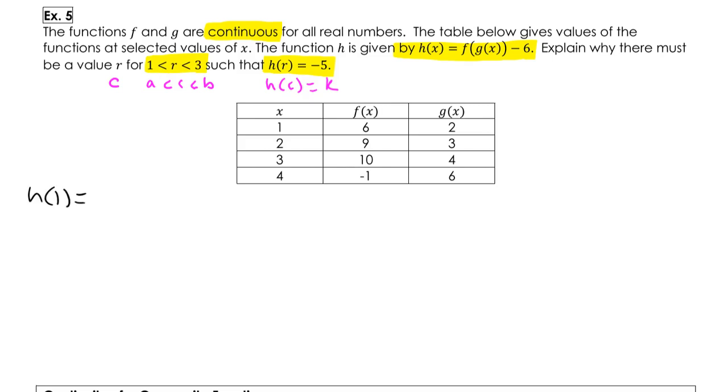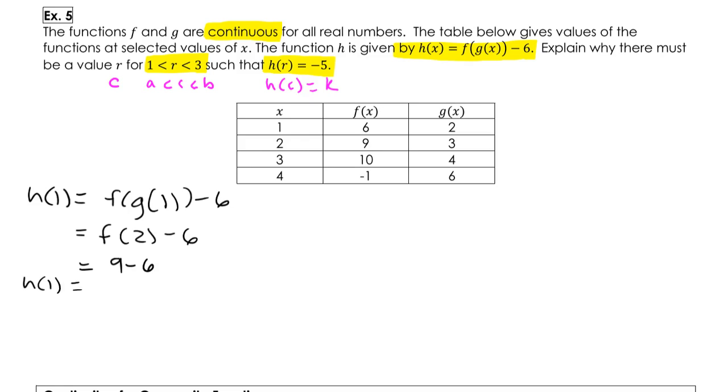H of 1, they told us over here what h is. So I'm going to replace x with 1. So it's f of g of 1 minus 6. Remember, with composite functions, you work inside out. So this g of 1 right here, I'm going to go over here. Here's g. I'm going to go over where 1 is, and that value is 2. And then now I need to find f of 2. So here's 2, here's f, and I get 9. So it's 3. So h of 1 is 3.